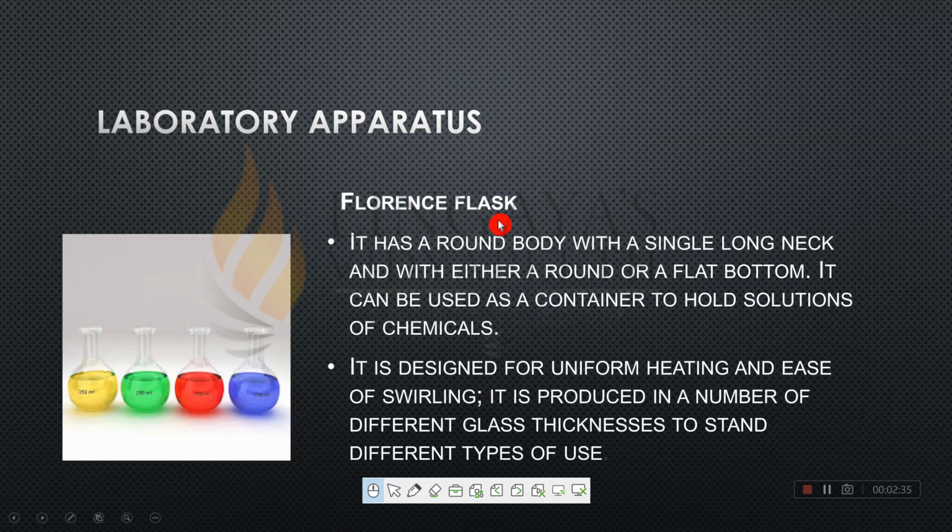Next is the Florence flask. Here you can see in this picture, these are the Florence flasks. Florence flask has a round body, with a single long neck. It is open from one side at the top and it is round or flat at the bottom. It can be used as a container to hold solutions of chemicals. It is designed for uniform heating and ease of swirling or stirring the solutions. It is produced in a number of different glass thicknesses to stand different types of uses.